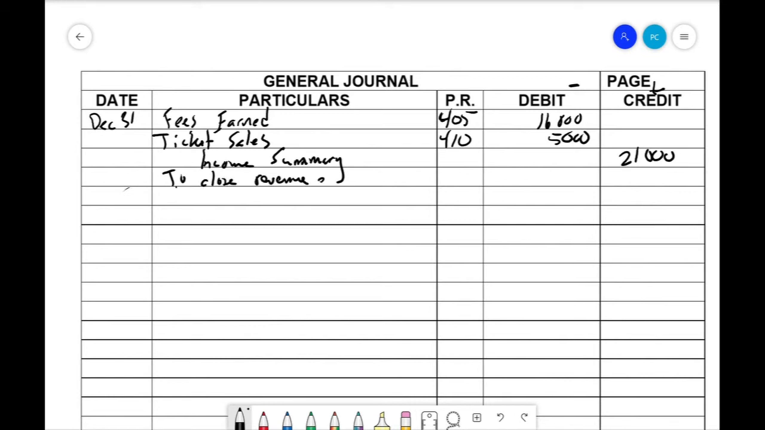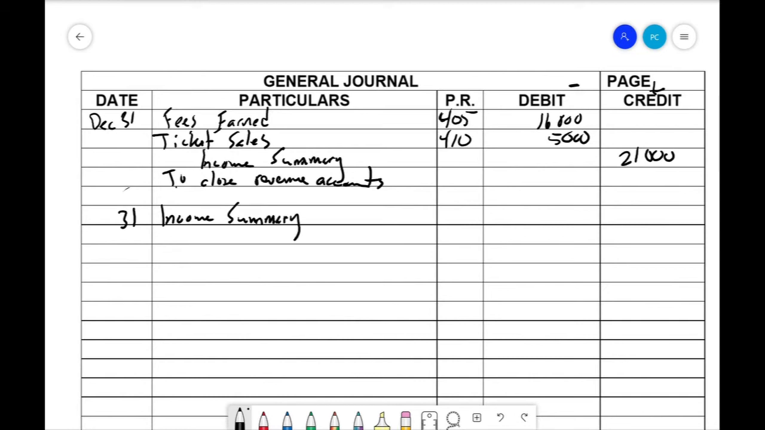The next part, still on the 31st, I'm going to do the bulk way this time. In this case, we always start with the debit transaction, so the income summary account is going to be first.